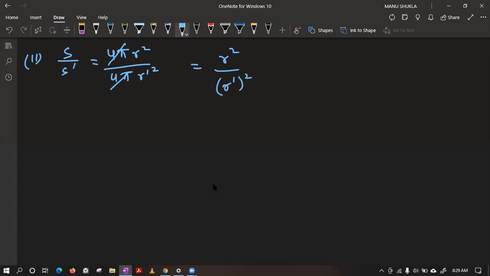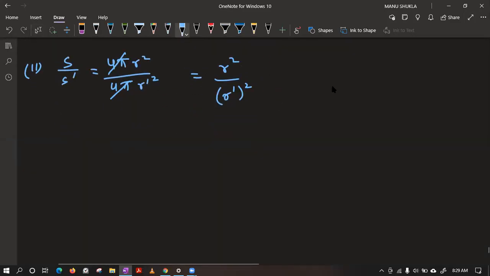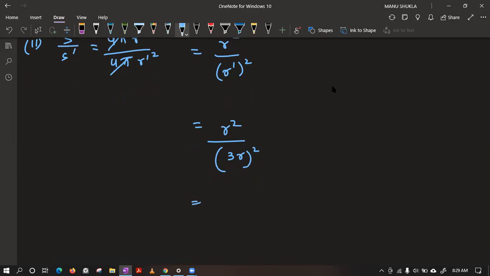Now we can't solve it further. To solve further, we need to replace the value of r given to us, and we can say this r dash is actually 3 times r. So putting the value, now opening the brackets, yes, the answer is 1 upon 9. That's the answer.